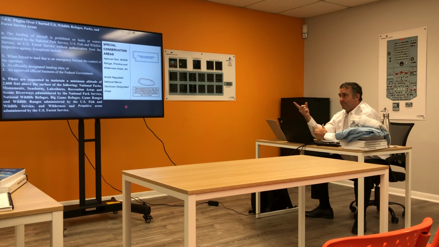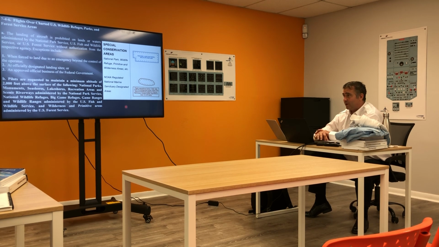Pilots are, it says, requested to maintain a minimum altitude of 2,000 feet above the surface of the following: national parks, monuments, seashores, lake shores, recreational areas, scenic riverways administered by the National Park Service, wildlife refuges, big game refuges, ranges and wildlife ranges administered by the U.S. Fish and Wildlife Service, and wilderness primitive areas administered by the U.S. Forest Service. All of those areas are marked off by this demarcation.